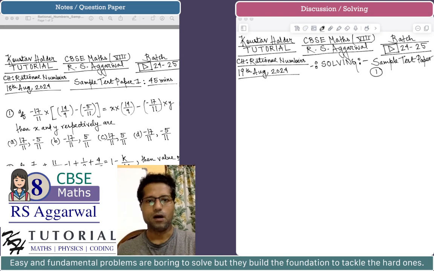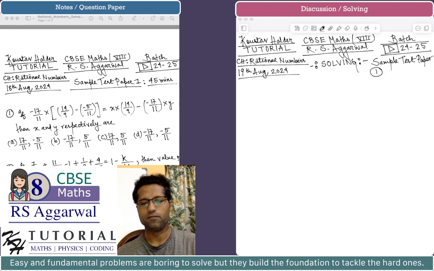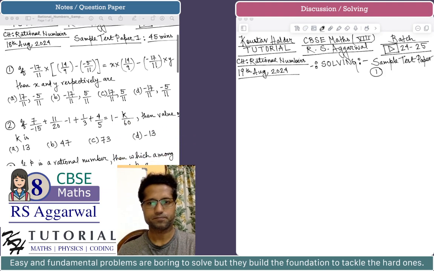I will provide the link of the PDF of the sample paper in the description below. You can check that out. It is always recommended that you first try yourself to solve the problems of this test paper 1, and if you are stuck at any problem, you can watch my solution as a reference. So let's start solving the problems.